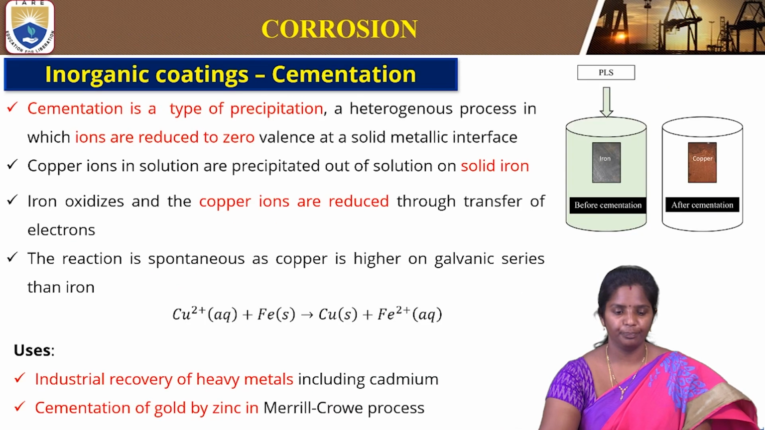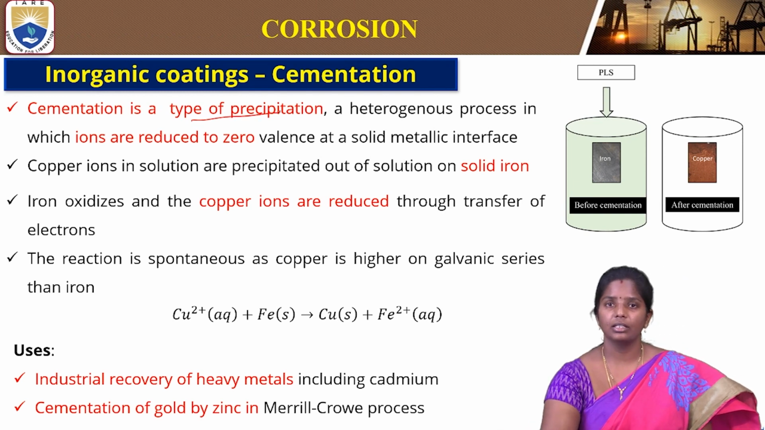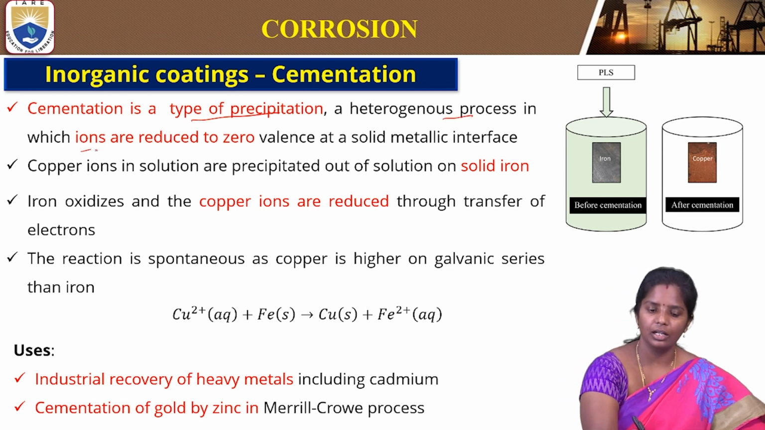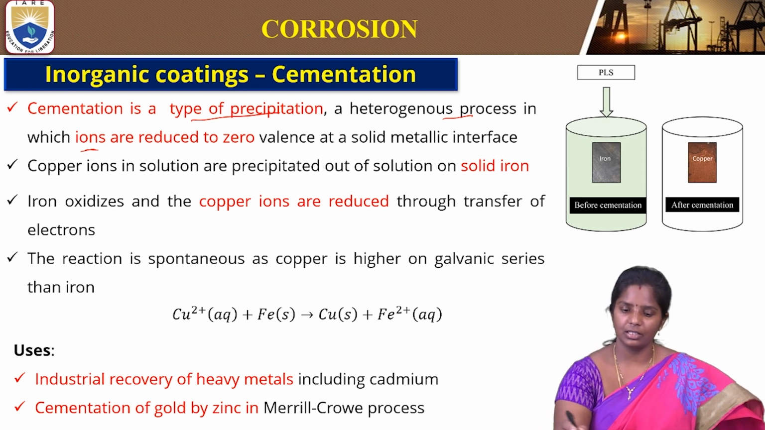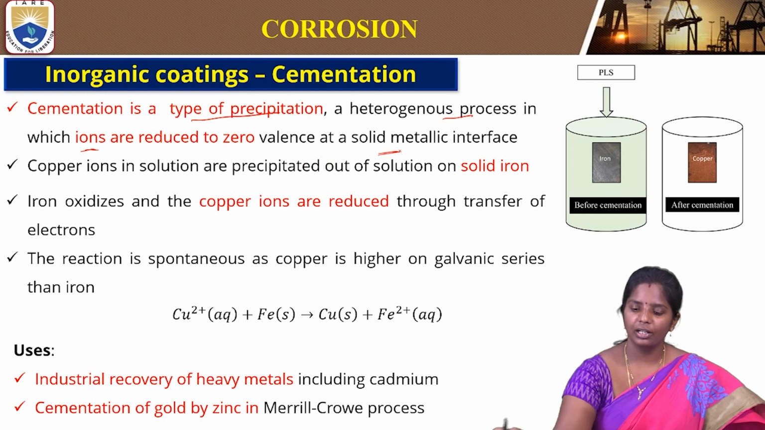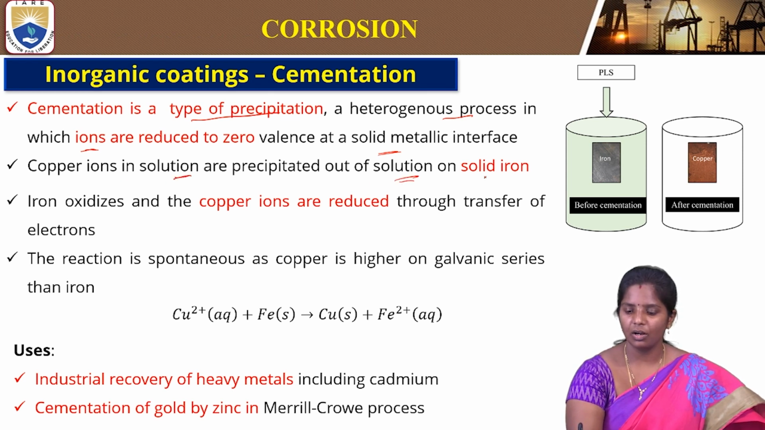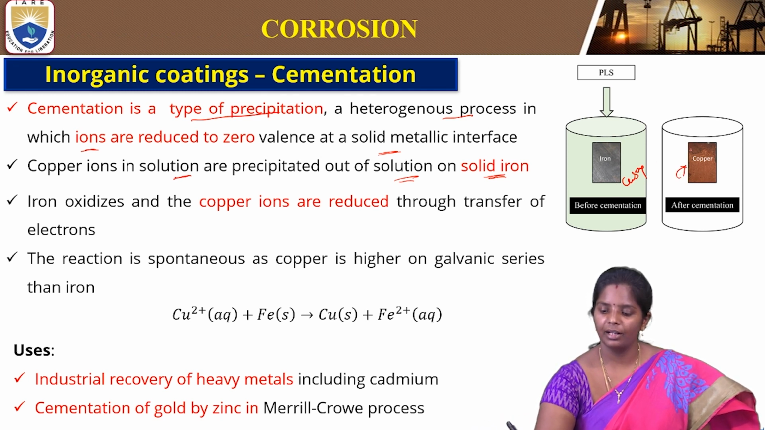In cementation, it is a type of precipitation reaction. There is a precipitation reaction that is going on. It is a heterogeneous process in which ions are getting reduced to zero valency, or the metallic state. Zero valency is nothing but the metallic state, and it forms a solid metallic interface. So the copper ions in the solution are precipitated out of solution on solid iron. For example, if iron is dipped in this copper sulfate solution, then copper is deposited on the iron bar.